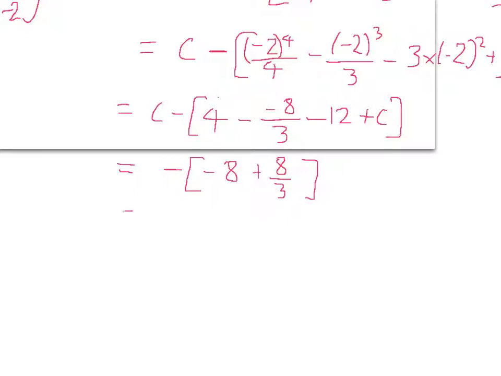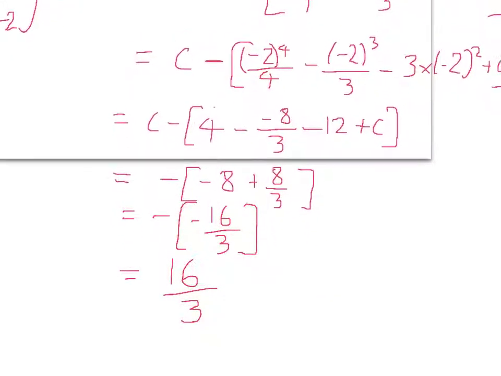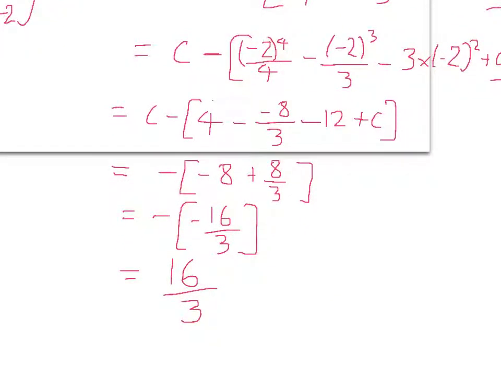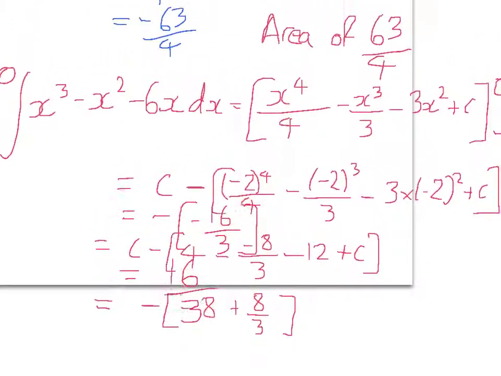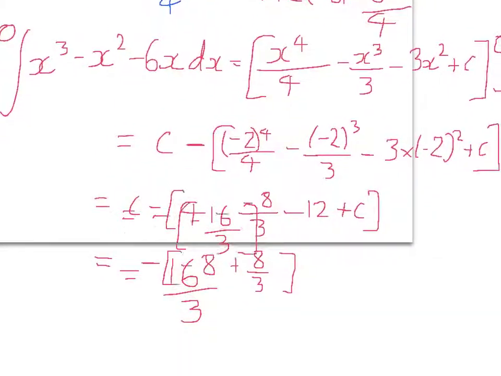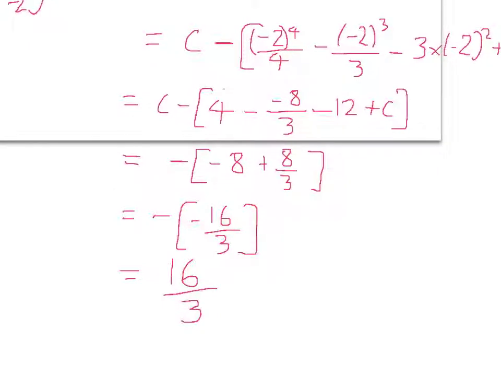we're going to have the following: minus 16 over 3, which becomes a plus. Minus becomes plus, so it's 16 over 3. So now we've got both sections for our area. We've got the 16 over 3, and we've got the first one we found, which was 63 over 4. So we're going to add those together.